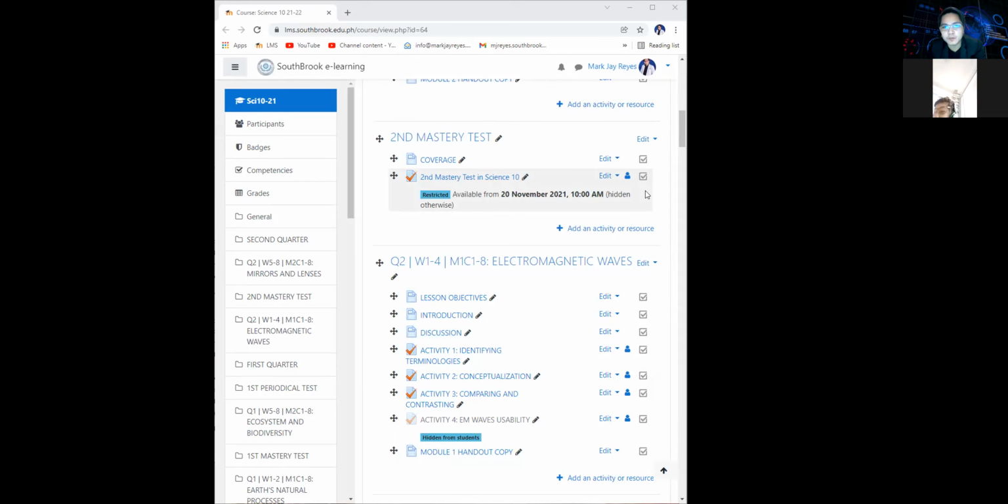Weeks 1 to 4 for the second quarter, which is EM waves, right? But I think we need to hurry up, speed up, simply because your second quarterly examination is fast approaching. That will be next week. I think 16 and 17, if I'm not mistaken, or 17 or 18, okay? We'll be sending the schedule hopefully this afternoon or by tomorrow, right?